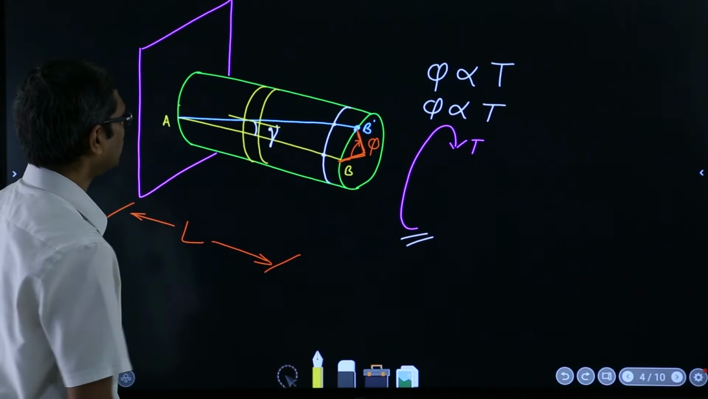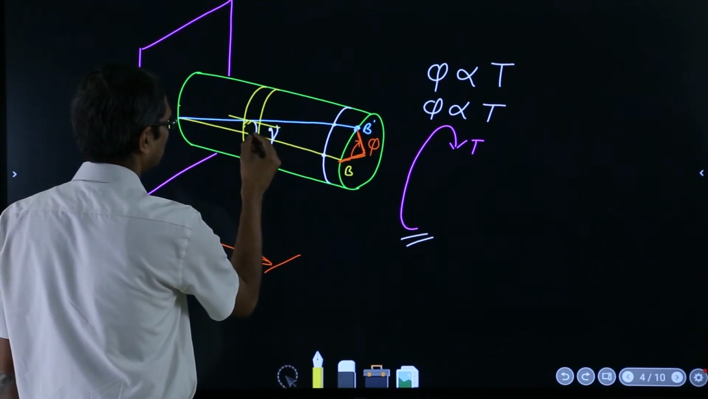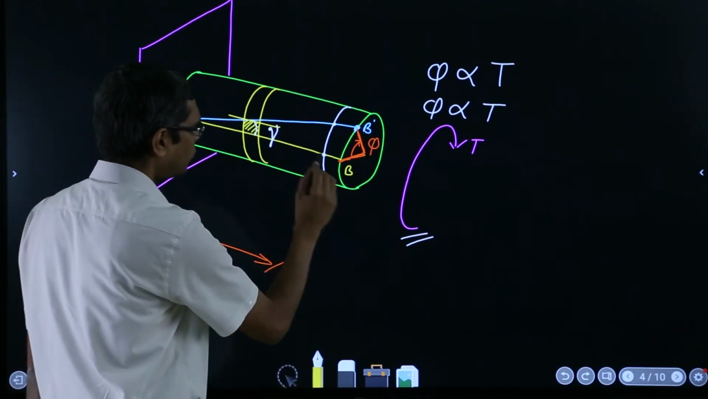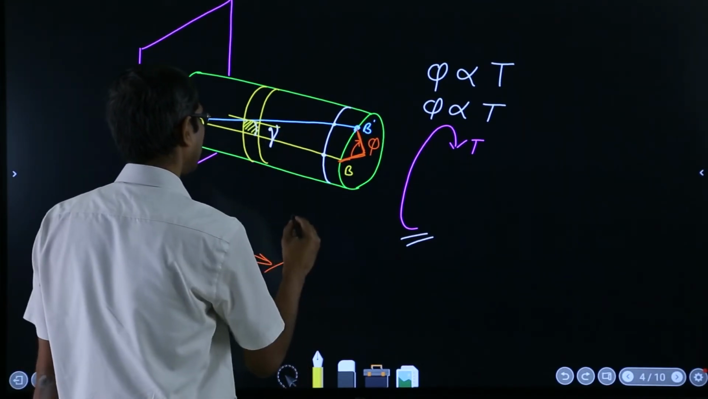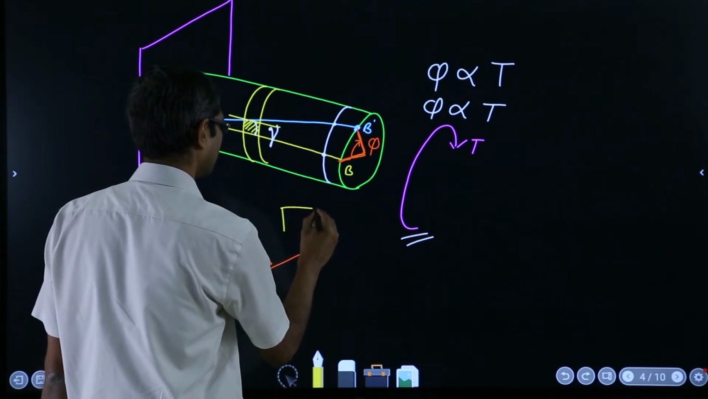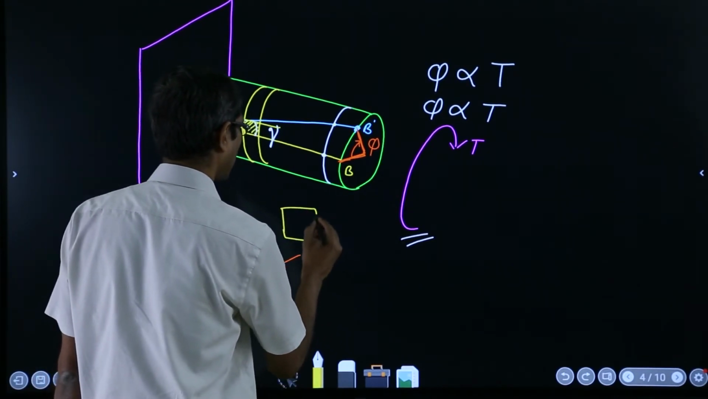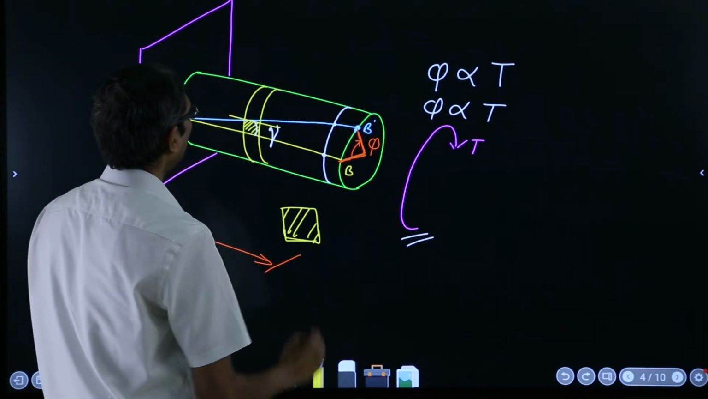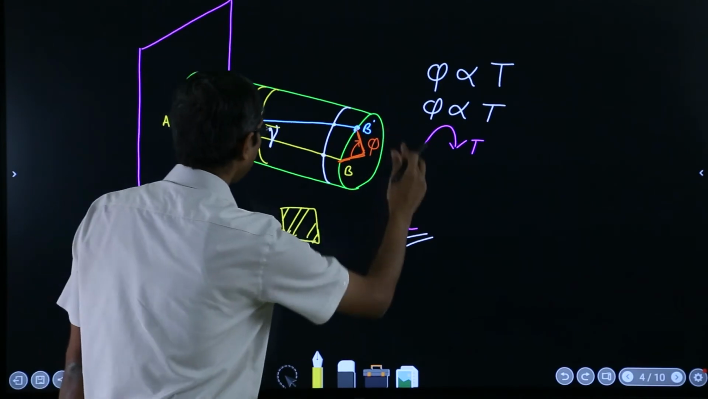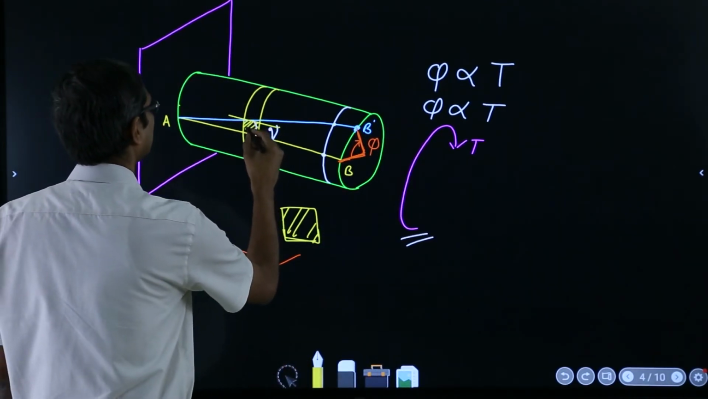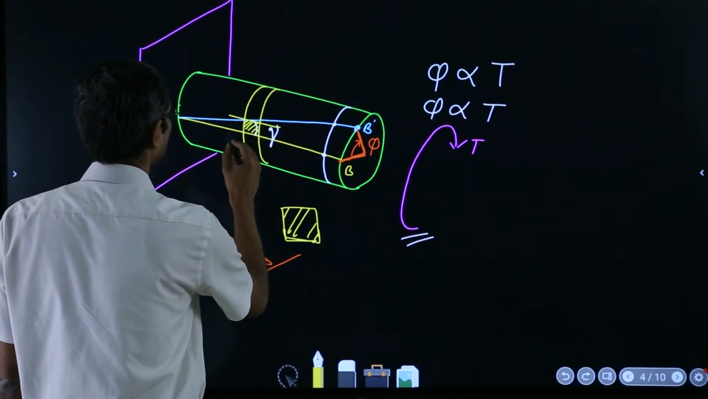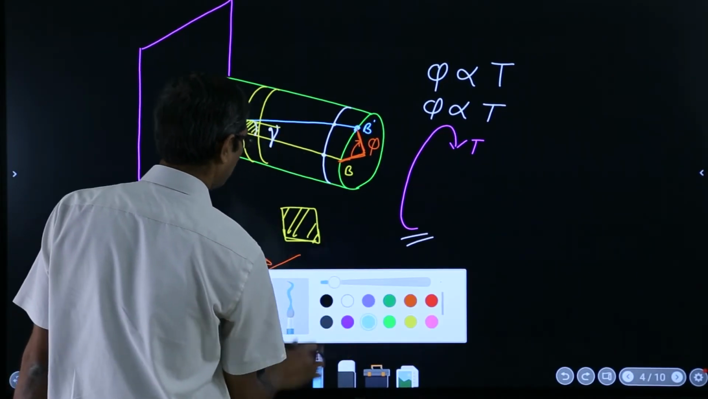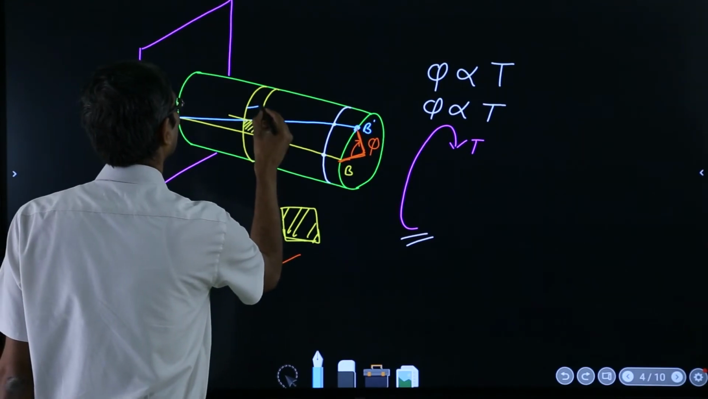So think about this square sort of thing. Before the twist is applied, that was looking like a square. Now when you applied that twist, what has happened is, this has become, I'll draw with blue, it has gone here.